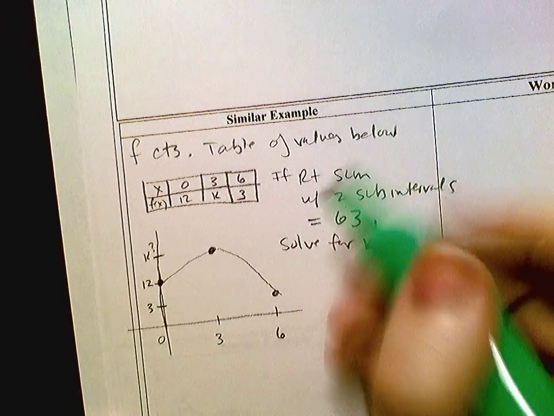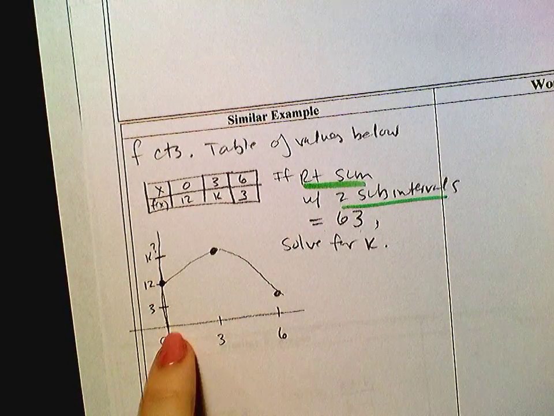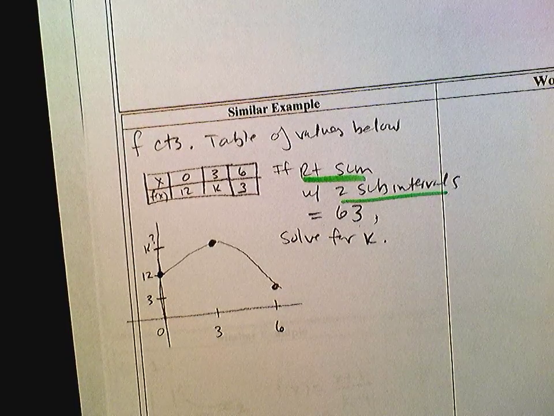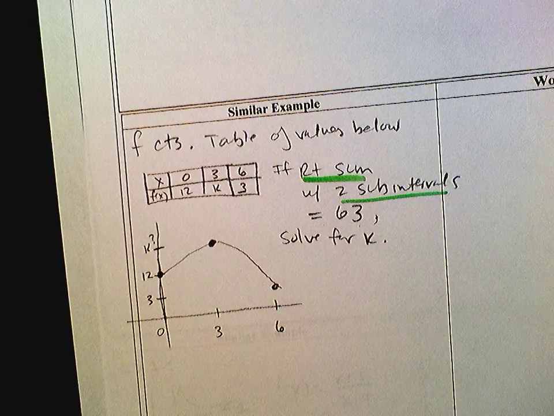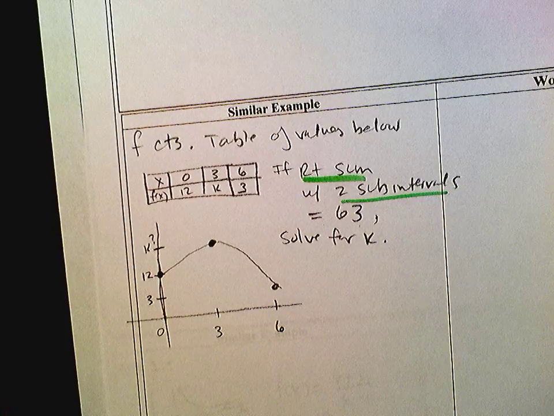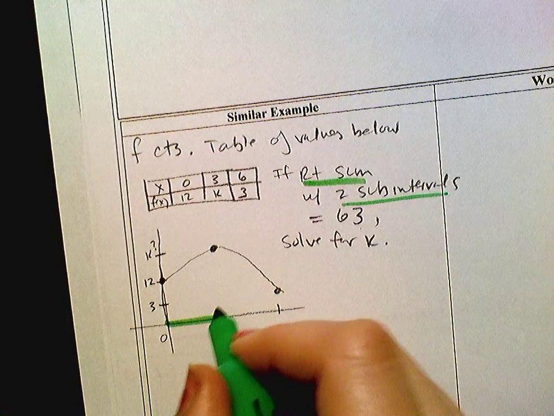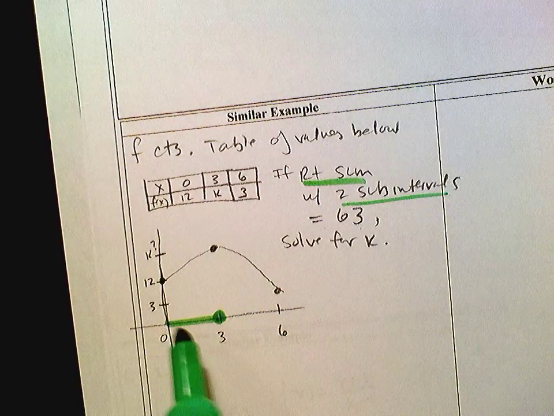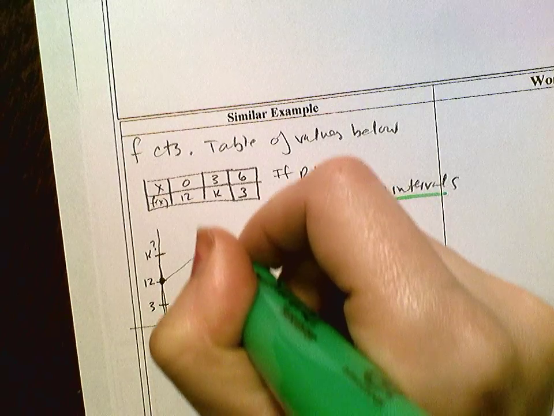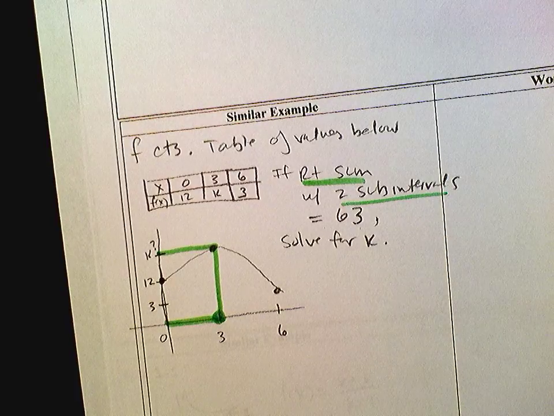Now a right sum goes like this, in two subintervals. So one subinterval, two subintervals. They usually say a right Riemann sum, but sometimes just a right sum. In either case, it means you're using rectangles. So this is the base of the first rectangle. And then for the height, I go to the right end point. That's why it's called a right sum. And then from there, I go up to the graph and complete that rectangle.